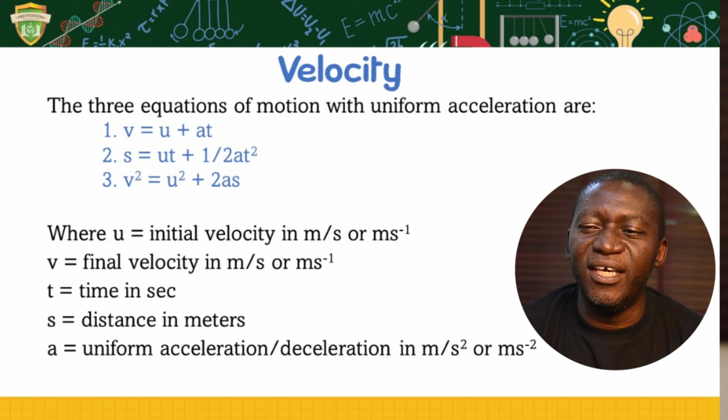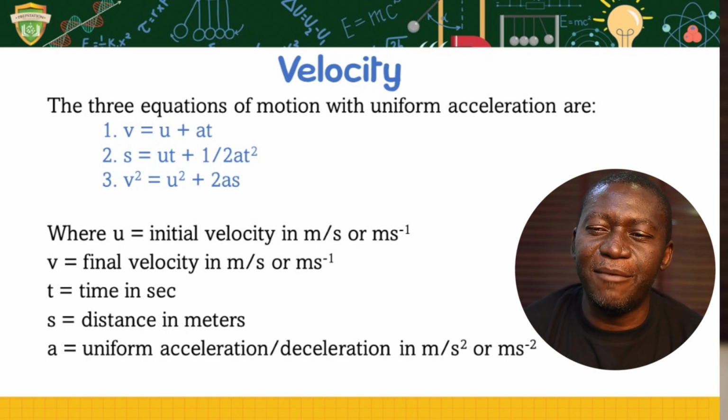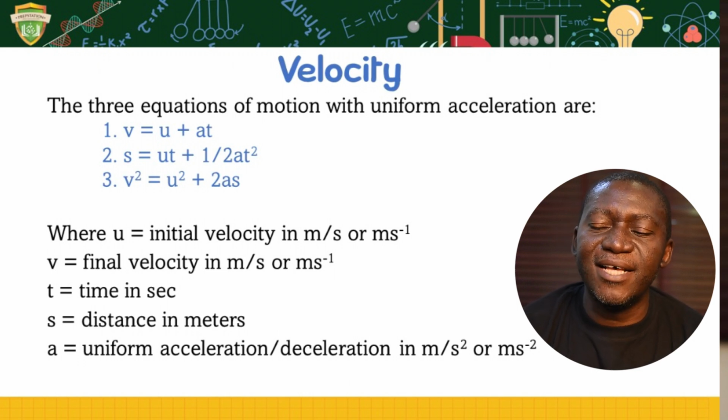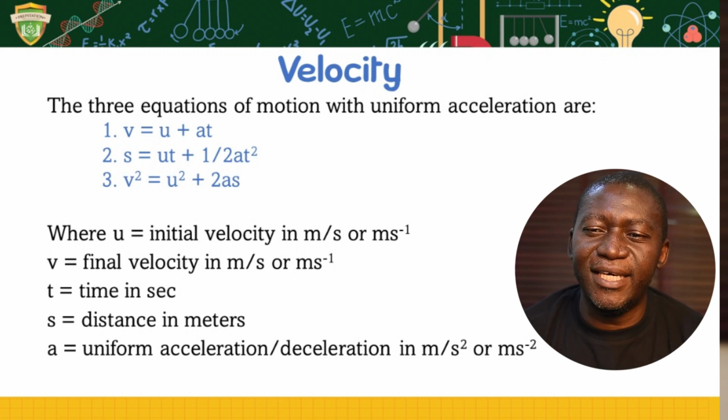First of all is v. V is final velocity, and final velocity is measured in meters per second. Like we said before, velocity is a vector quantity and is the rate of change of displacement with time. Time is measured in seconds, while s is distance, the length between 2 points, while a is acceleration, uniform acceleration or deceleration as the case may be. So those are the important terms that we need to know when we want to study motion.